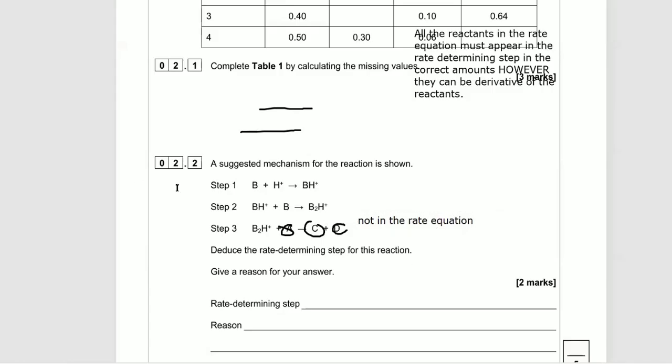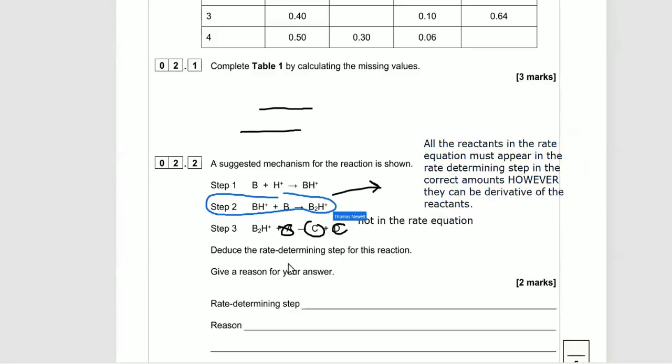We would look at step 1 and 2 and say these look like they're going to be the rate determining step, and the actual answer is step 2. Why? Because if we look at the rate equation, it was B squared, or 2 lots of B and 1 lot of H, and that's the same amounts that we see here in step 2. Step 1 doesn't have the correct amounts. It has the correct elements, ions, reactants, but not in the right amounts to appear as the rate determining step.